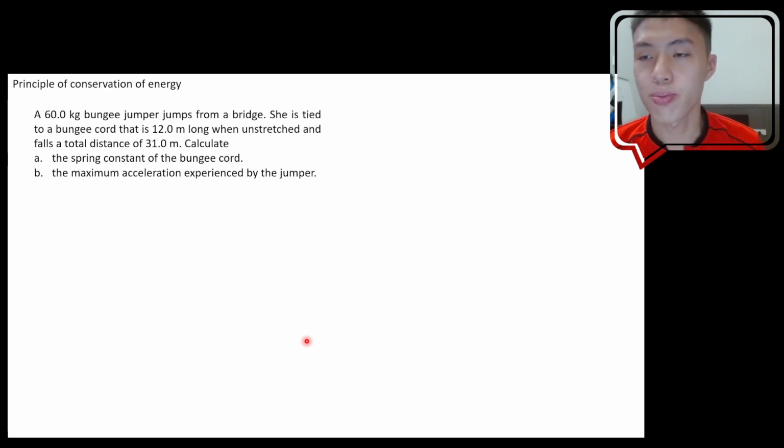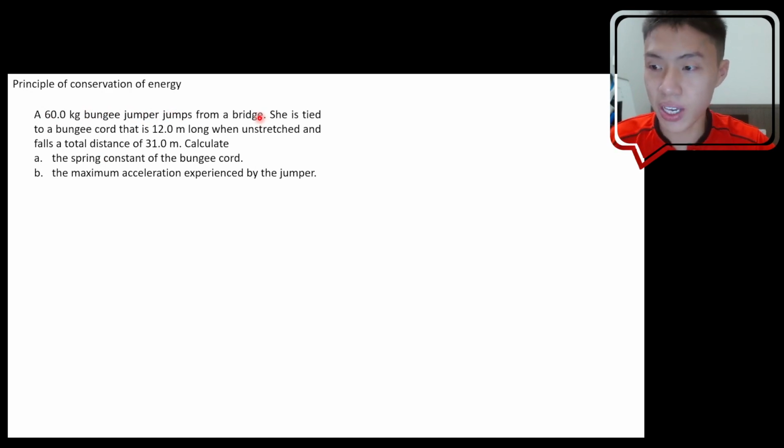Let's try to solve this problem here. A 60 kg bungee jumper jumps from a bridge. So it's a bungee jumping activity that you usually see in videos. She is tied to a bungee cord that is 12 meters long.